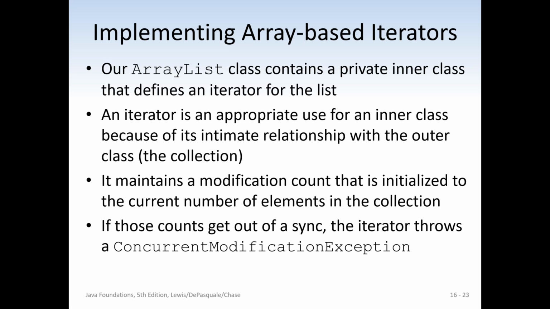So again, we maintain a modification count that's initialized to the current number of elements in the collection. If the count gets out of sync, then the iterator throws a concurrent modification exception. This is an exception because you've changed the container. So you really have to be careful doing this. A lot of times it's fairly easy in your loop, but you also have to make sure that if you make a function call inside a loop over a container, and that function call goes and modifies the container itself, you might get this kind of error.